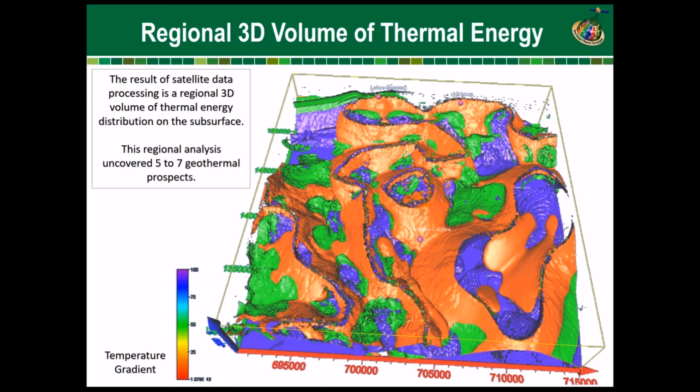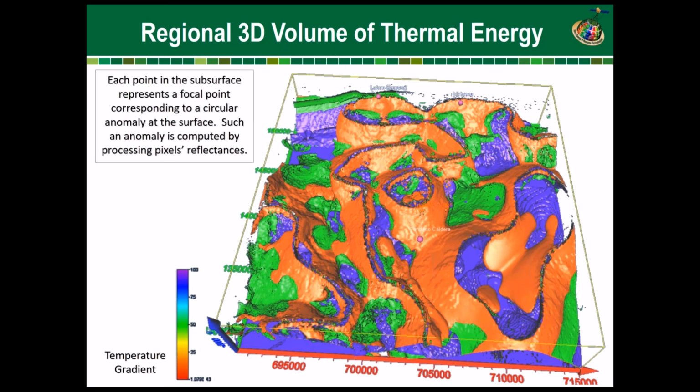So the regional result of the study is a regional 3D volume thermal energy distribution at the surface. The regional analysis uncovered 5 to 7 different geothermal prospects, and at this time we will be concentrating within the small area where all these wells were drilled. What you see here is a temperature gradient. So each point in the subsurface represents a focal point corresponding to a circle anomaly at the surface. Such an anomaly is computed by processing pixels reflectance.